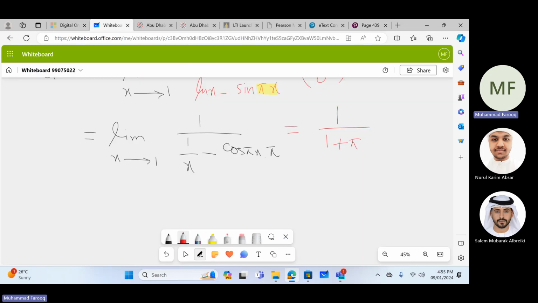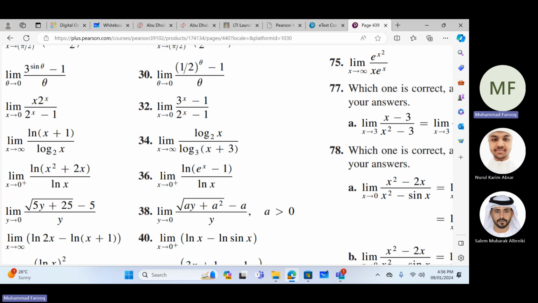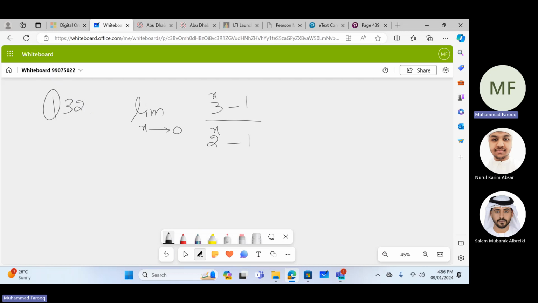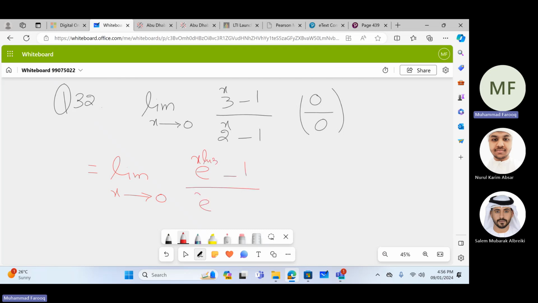32 question, please. So we have the limit as x approaches 0 of (3 power x minus 1) divided by (2 power x minus 1). If you substitute 0, 3 power 0 is 1, so 1 minus 1 is 0, divided by 2 power 0 minus 1, which is 0. So basically it is 0 over 0 form, correct? Now we have to differentiate, but we cannot differentiate base a. So first of all, convert into base e. So limit x to 0 of (e power x ln 3 minus 1) over (e power x ln 2 minus 1). Now start differentiating.